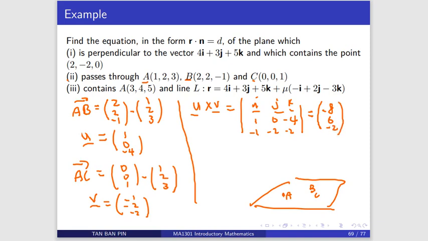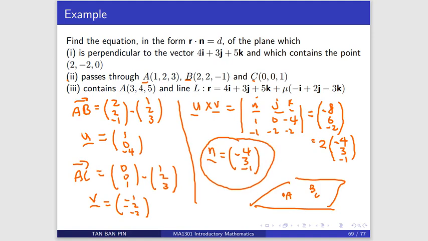And what you can do is take out a common factor of 2. Then it will give you (-4, 3, -1). So you can make it smaller by taking out a common factor. So you can take the normal vector as (-4, 3, -1). So we have found a normal vector to the plane containing A, B, C, which is (-4, 3, -1).